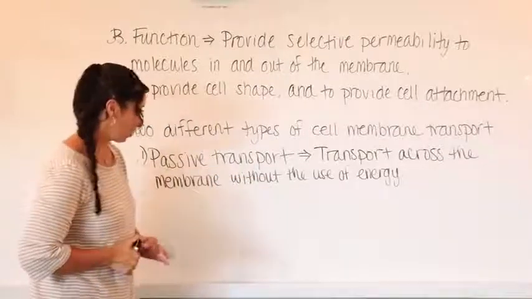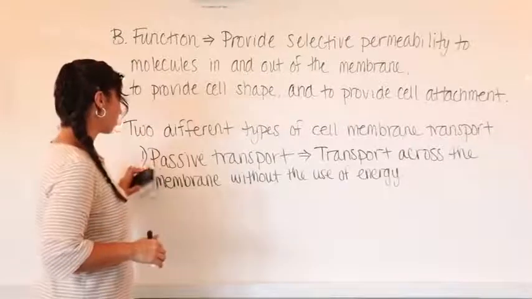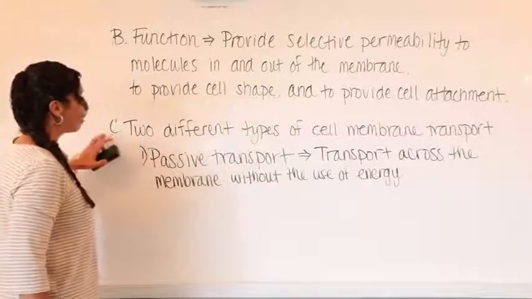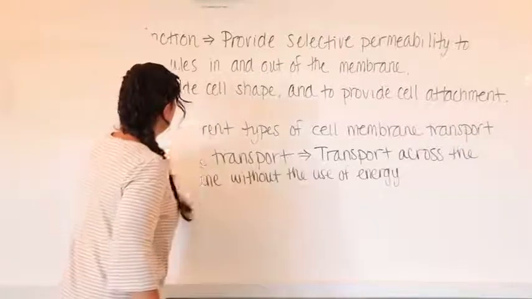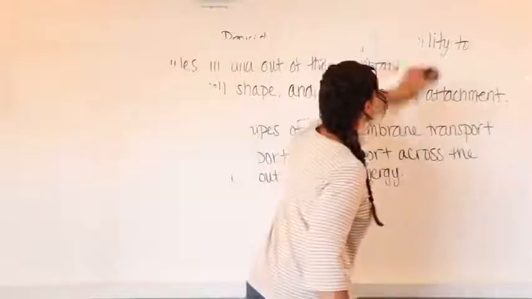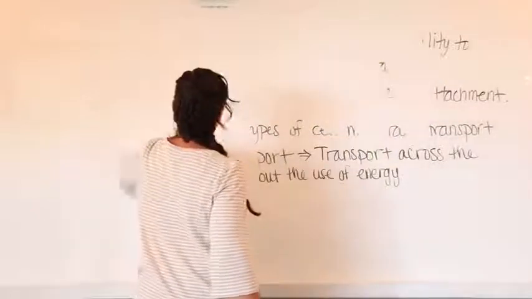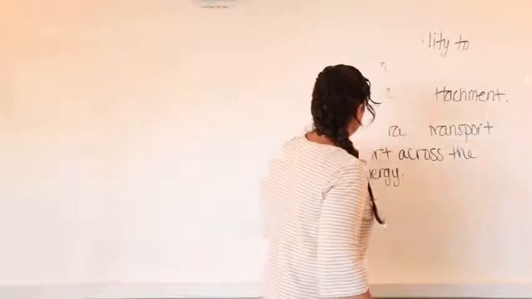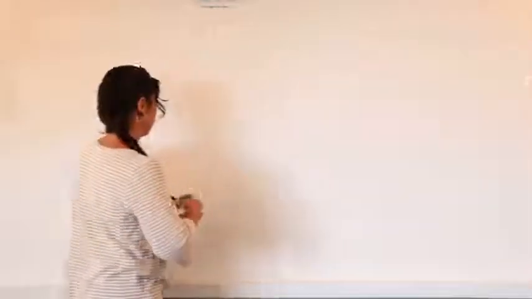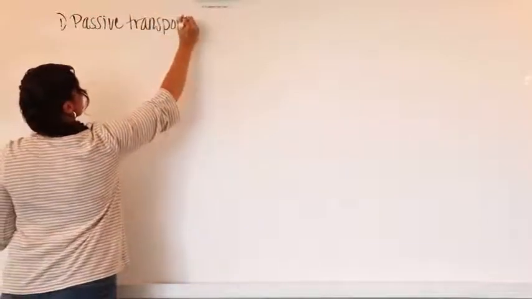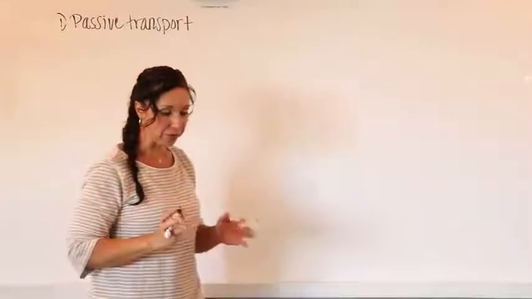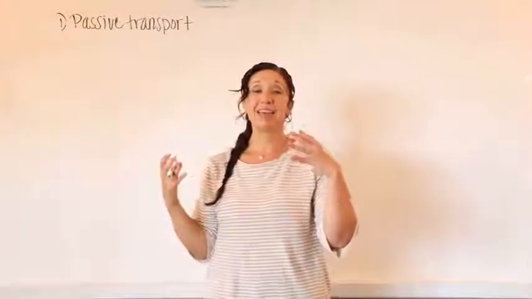But first I want to erase the board. So really quickly, we're going to focus on passive transport for a little while. So the two different types of cell membrane transport, the first one is passive transport across the cell membrane without the use of energy. Now there's two types of passive transport. So let me just rewrite number 1 up here, so we know where we are in our notes. Okay, so passive transport. The first type of passive transport I want to talk to you guys about is diffusion.